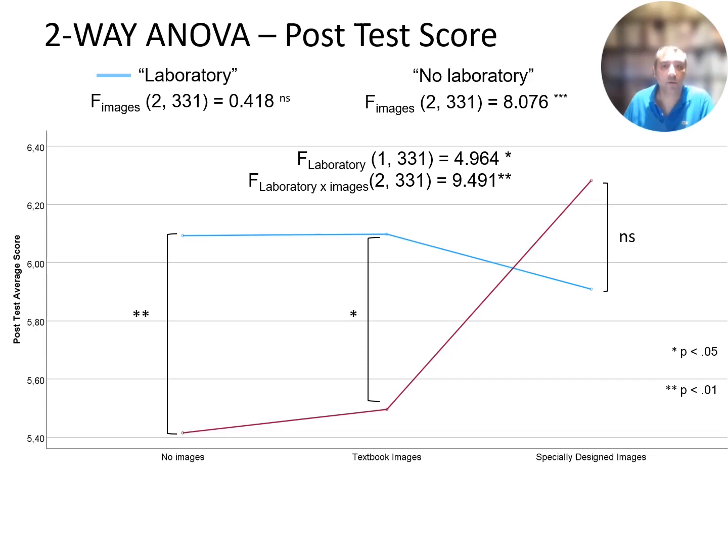However, the simple effect analysis shows that for the textbook images condition and for the no images condition, the difference between the post-test score of the students who performed the laboratory activity and that of the students who did not perform the laboratory activity is statistically significant, with students in the laboratory condition outperforming the students in the no laboratory condition. On the contrary, for the students in the innovative image condition, the specially designed images, such difference is not statistically significant. Also, we found here that the students in the no-laboratory condition performed better than the students in the laboratory condition.